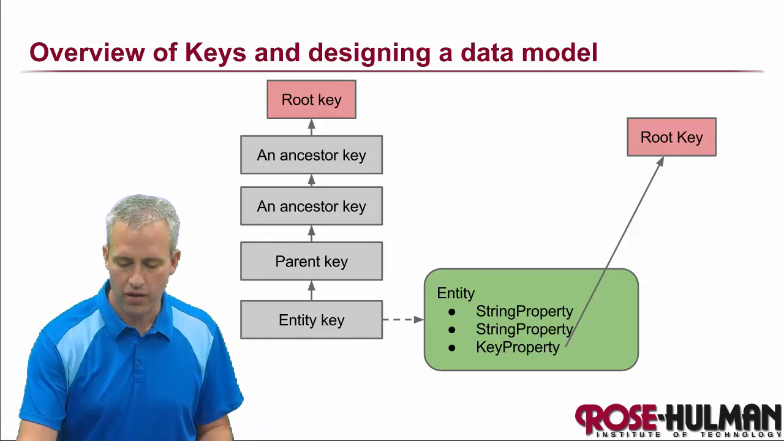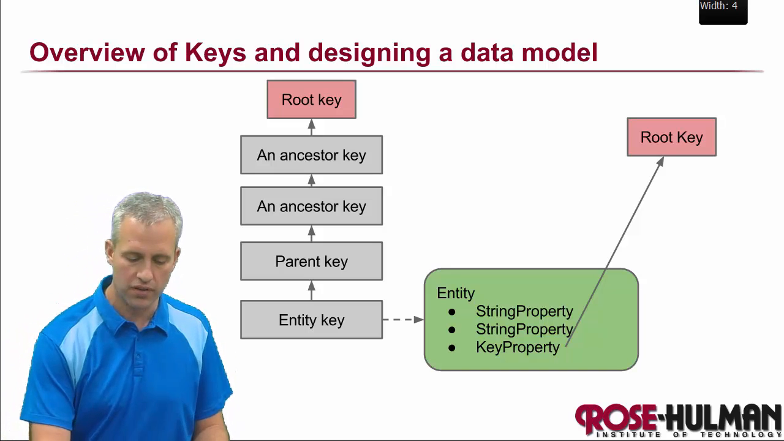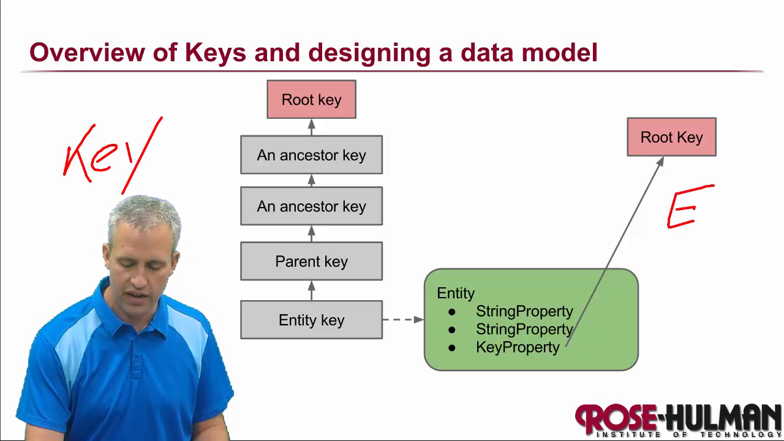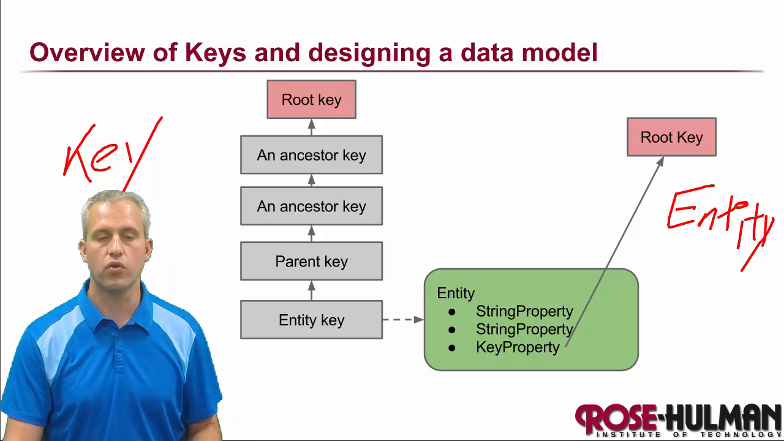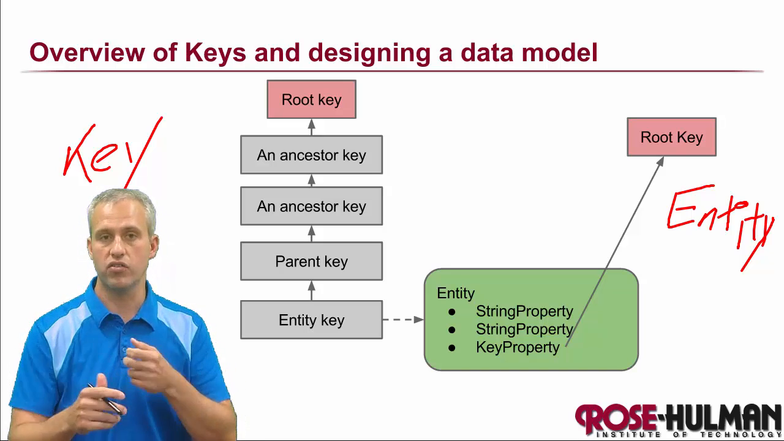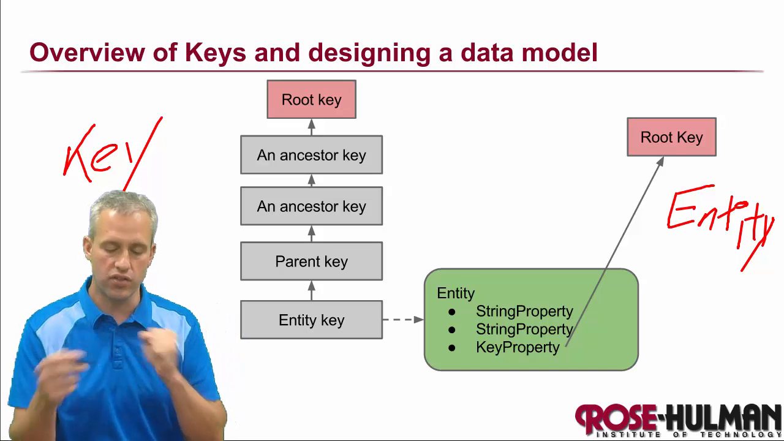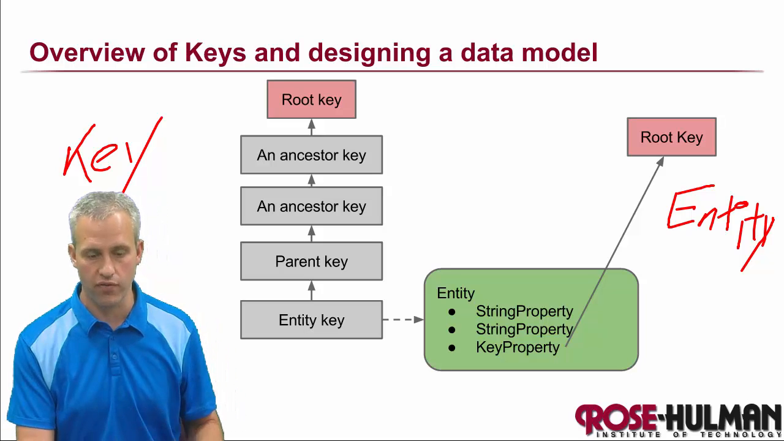So let's talk about data models a little bit. There are two important elements to all data store models, and that's the key and the entity, right? The key is what points to the items that are in the data store. One way you can get items out of the data store is by having their key, and that's basically a pointer to the data. And the keys have a structure, and the entities also have a structure.